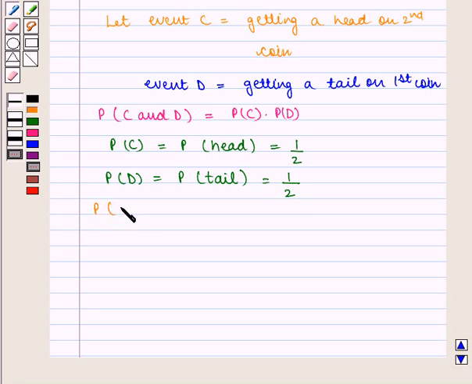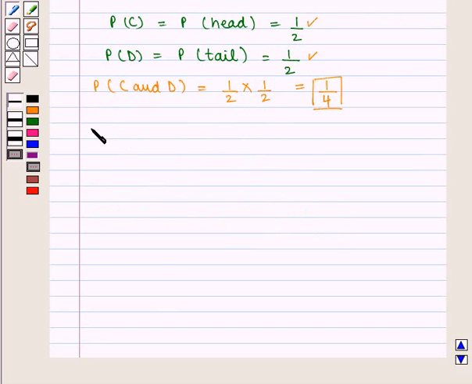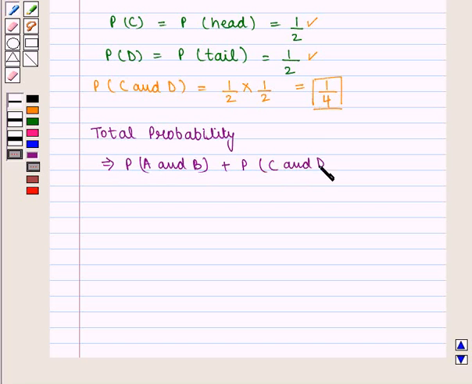Therefore we have probability of event C and event D is equal to probability of event C, that is 1 by 2, into probability of event D, that is 1 by 2. So we get this probability as 1 upon 4, and therefore total probability will be given by probability of event A and event B plus probability of event C and event D, which is equal to 1 upon 4 plus 1 upon 4, that is 1 by 2.